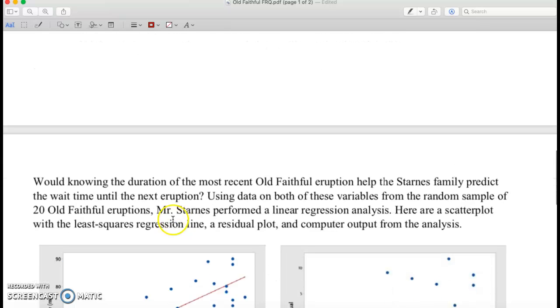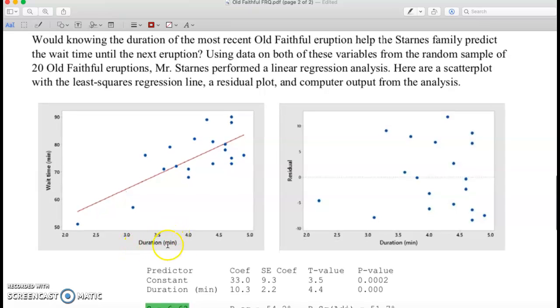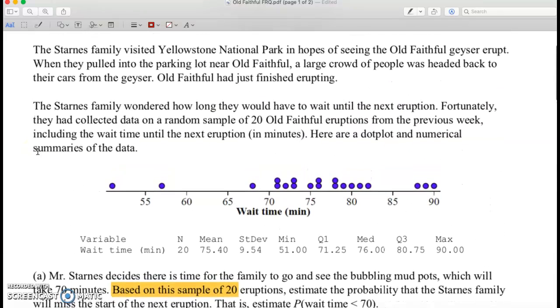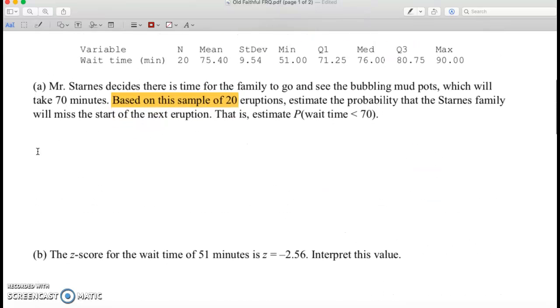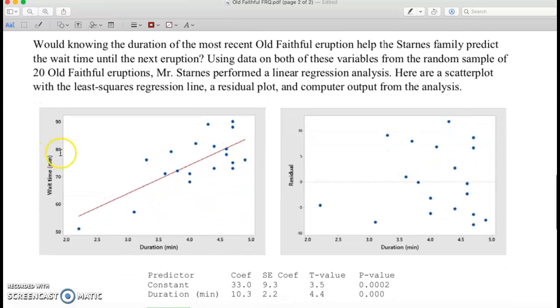In part C, we have new information. Apparently, if you happen to know how long the previous eruption lasted, you might have a better prediction of what the wait time is going to be. If you just go by the dot plot, that's some information. You can see what wait times generally are, but knowing the duration gives us a little more advantage in predicting how long it's going to be until the next one happens. That's because there is a weak to moderate positive association between duration of the previous eruption and the wait time until the next one.